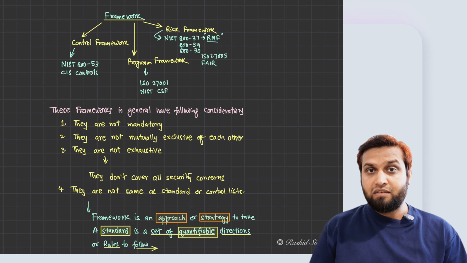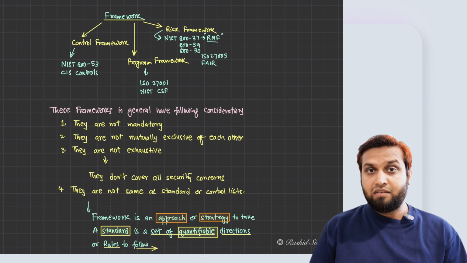This is not something which is academically scrutinized, that these are the only three categories, but it is well agreed, based on experience, that these are the three categories which exist in industry. The first category of framework is the control framework, right? We have certain frameworks which talk about all the security controls an organization should have. For example, you have NIST 800-53 which talks about security controls, and then you have CIS controls. So these are control frameworks.